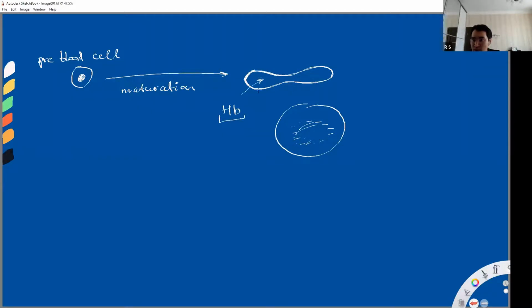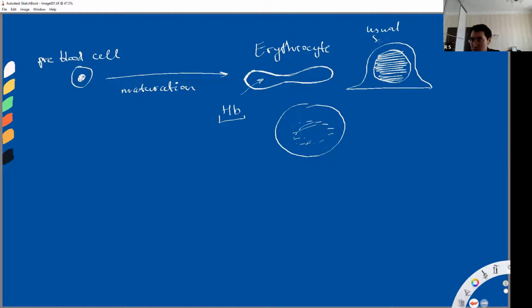So if you think about the same size of the cell, it will look like this because of this nucleus. So this is the erythrocyte, and this is a usual cell. As you can see, we don't need this huge weight that we would need to carry, so we just get rid of it. That's why during this maturation, the red blood cell loses its nucleus.